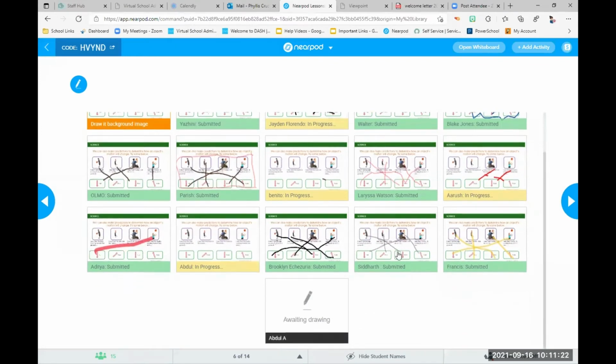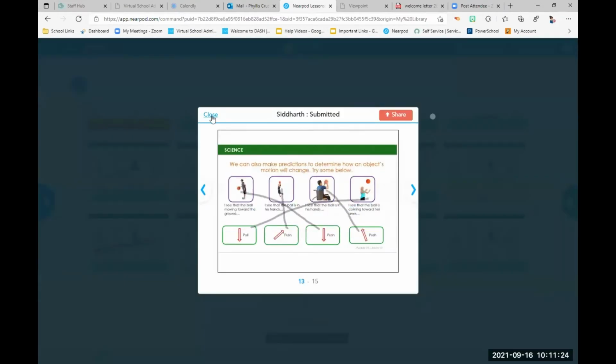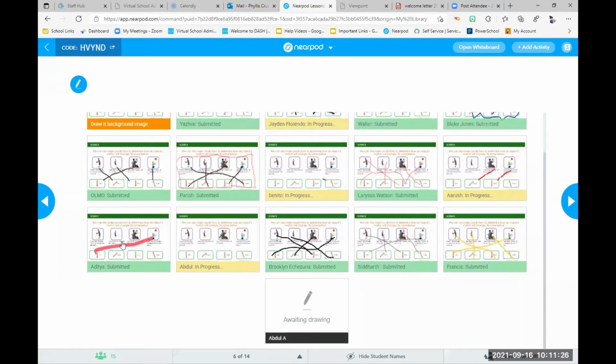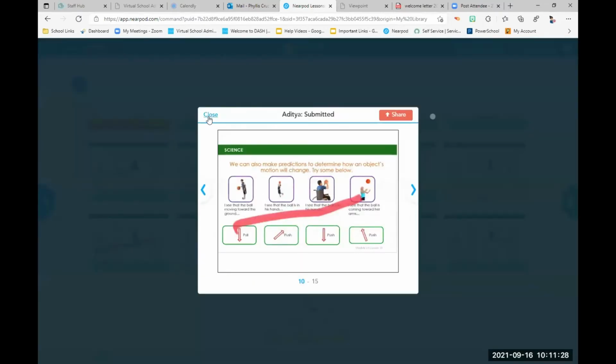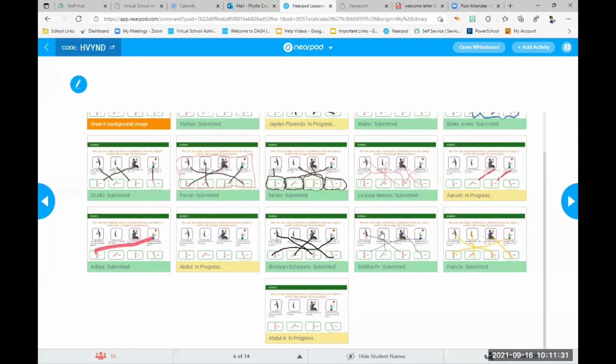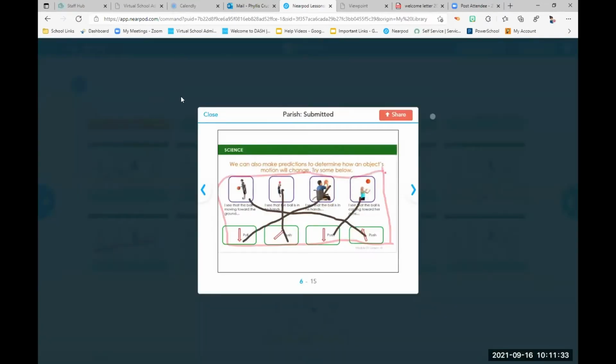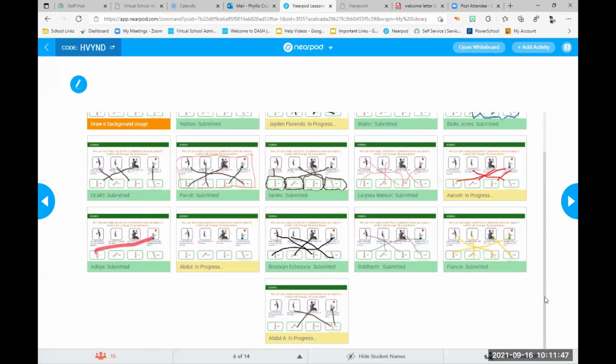All right, let's look at Siddharth. Beautiful. And one more. Look at Aditya's. Oh, wow. Nice and red. Very nice. Okay, we are going to move on. Remember, you can redo this, but the little girl is the one who is pulling. The last one in the light blue shirt should have her line go to the pull. It's okay. You can always fix it later. We're going to move on.